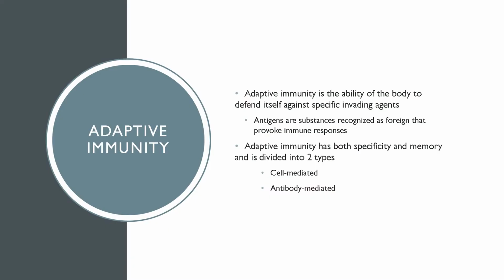The ability of the body to defend itself against specific invading agents such as bacteria, toxins, viruses, and foreign tissues is called adaptive immunity, also known as specific immunity. Substances that are recognized as foreign and provoke immune responses are called antigens. Specifically, it means antibody generators. So antigen.